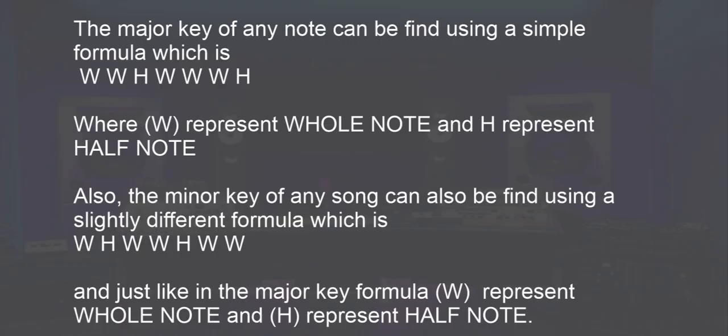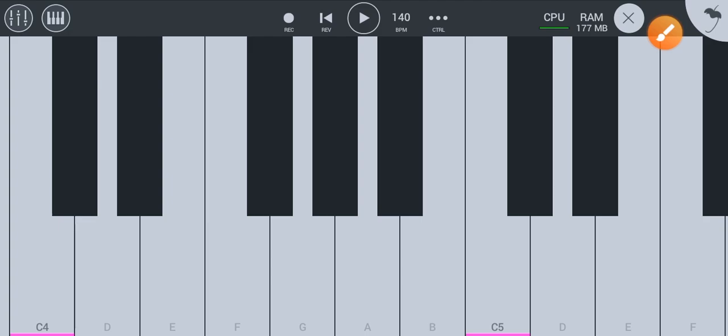The major key of any note can be found using a simple formula, which is WWH, WWWH, where W represents whole note and H represents half note. Also, the minor key of any song can be found using a slightly different formula, which is WH, WWH, WW. And just like in the major key formula, W represents whole note and H represents half note.